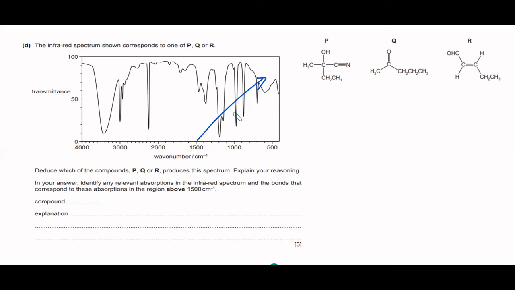Likewise, if P is giving peaks in the region below 1500, below 1500 is the fingerprint region. So if we are taking the IR spectrum for compound P, it gives a peak which will be unique to itself. It will never match with the peaks of Q or R. Likewise, considering the IR spectrum for Q below 1500, none of the peaks will be comparable with those of P or R or any other molecule.